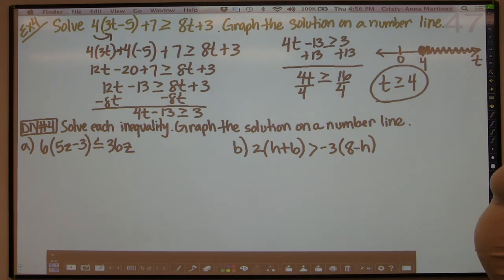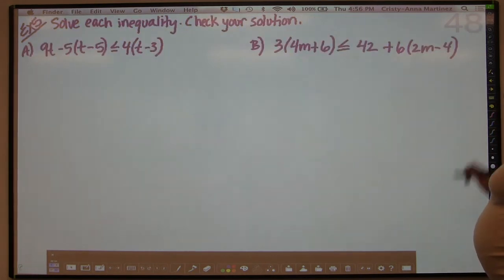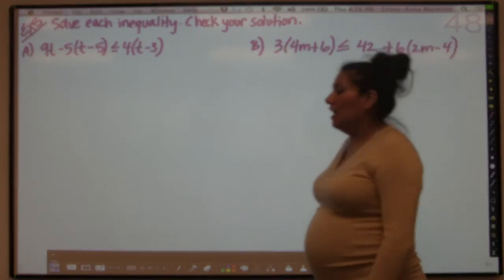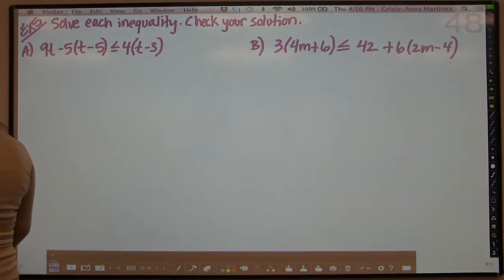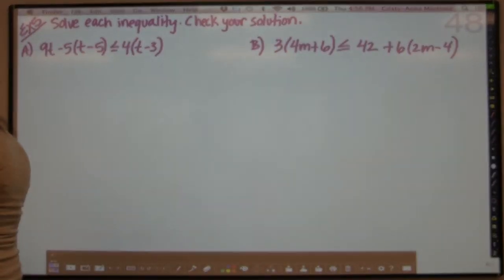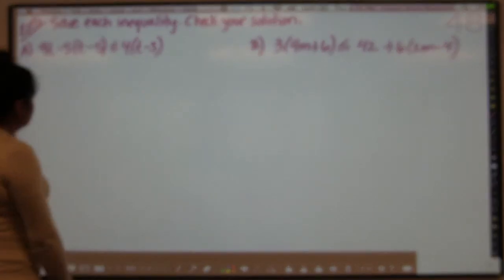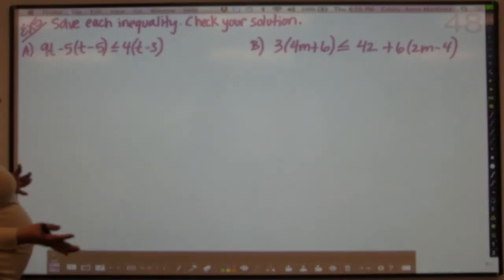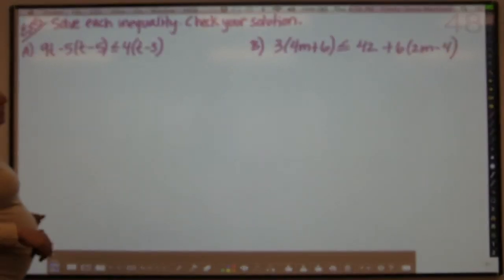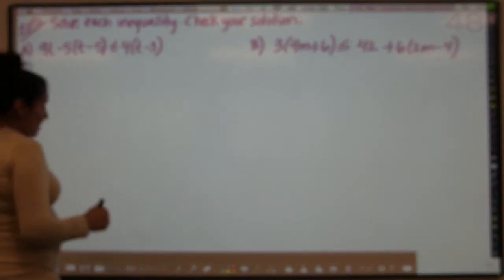So I want you to do number 4 here, and then we're going to go to our last example, which is example 5. And this one is kind of going to give you an idea of what to do when, like we did when we were solving equations, sometimes you get solutions that are always true, and sometimes you get solutions that are never true. So we're going to try those situations here today.